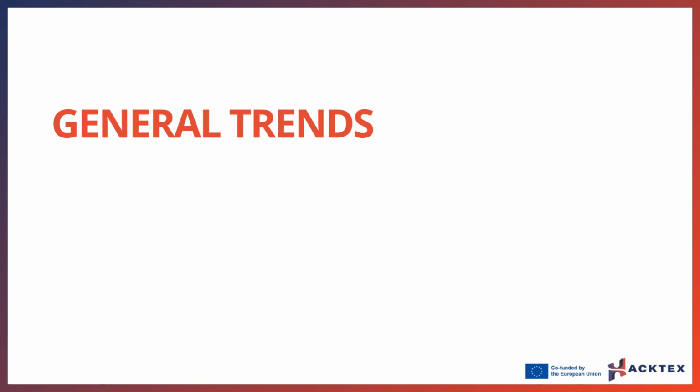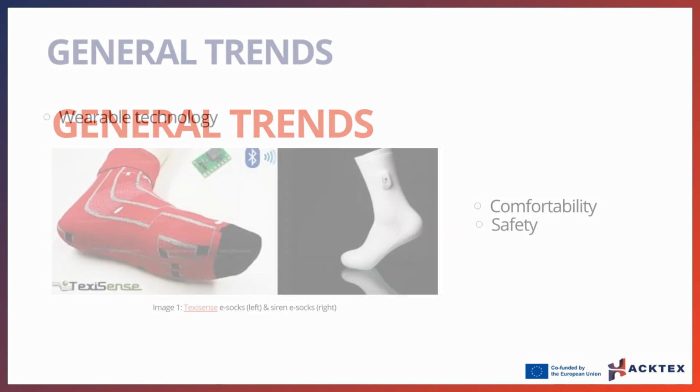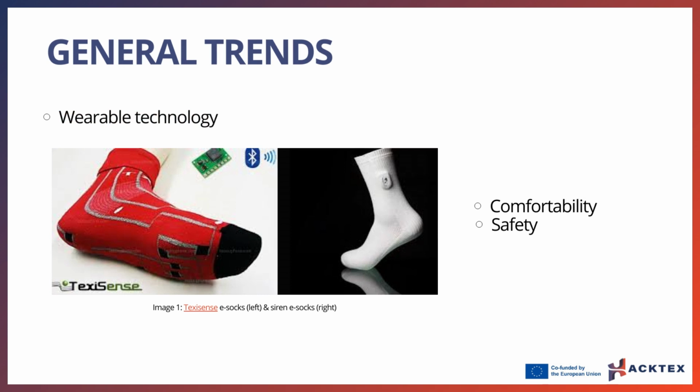Now, let's move on to general technological trends that are around smart textiles. About the trends we would like to highlight: the wearable technology. It is about the successful integration of wearable textile-made products with electronics and sensors. The wearability is directly linked to two key factors: comfortability and safety.